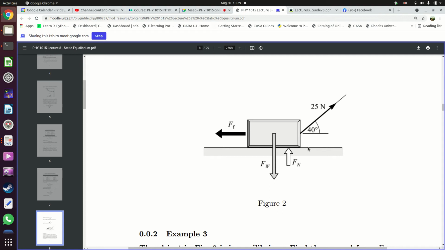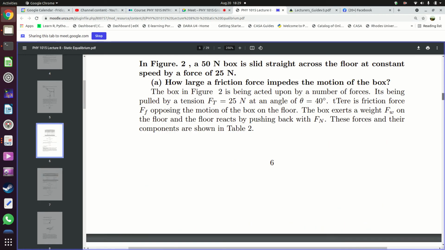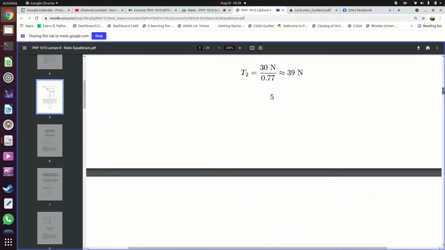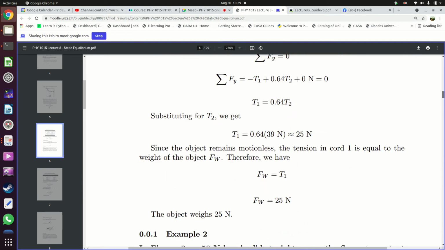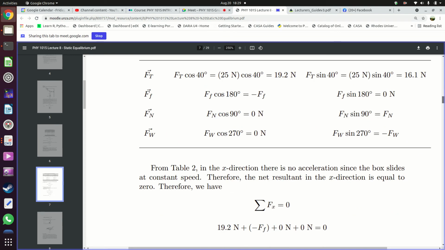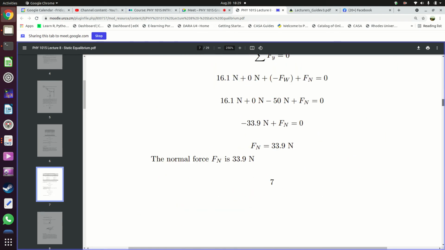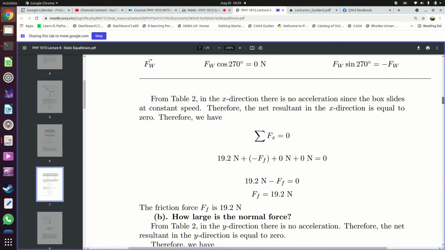Now, the kind of equilibrium which an object has when it's moving with constant velocity is called kinetic equilibrium. The equilibrium in the problem we just looked at, where this point P was not moving, if something remains motionless, that's called static equilibrium. The other kind of equilibrium, where you have an object moving with constant velocity, is called kinetic equilibrium.